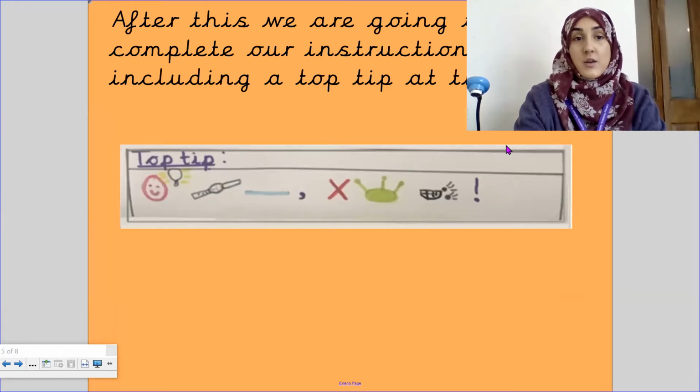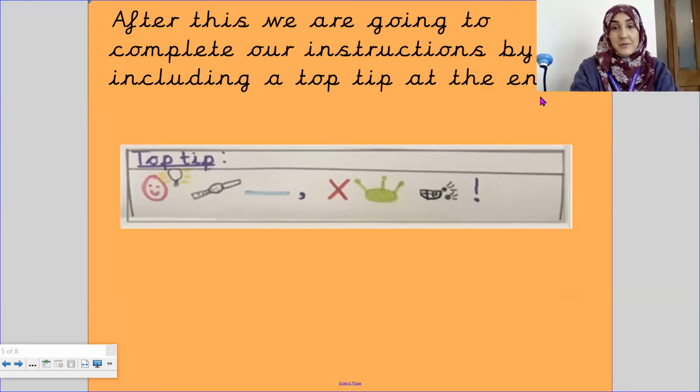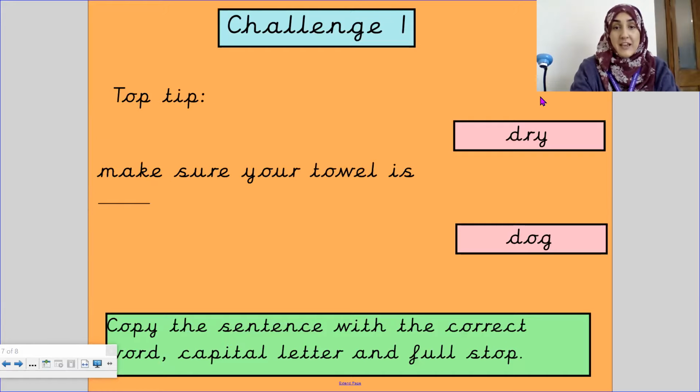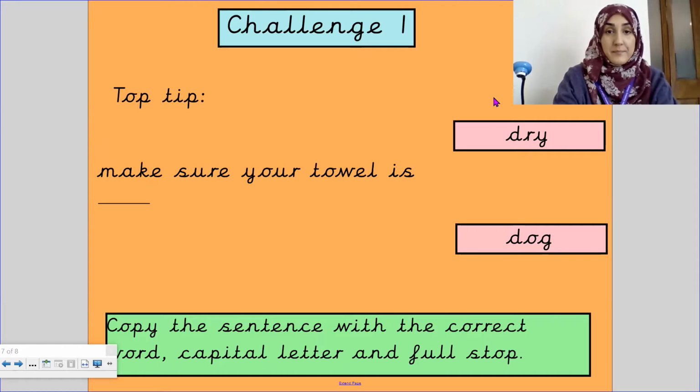After this, we are going to complete our instructions by including a top tip at the end. But first, we are going to write the introductory paragraph and then the top tip together. Now, before I model the writing, I'm going to explain what challenge 1 children are doing. So challenge 1, your job is you are going to be completing the top tip. While you are completing the top tip, you are going to make sure that you have the correct punctuation.